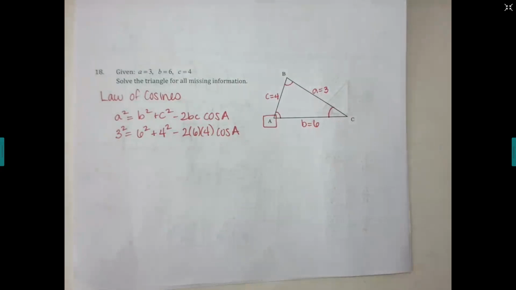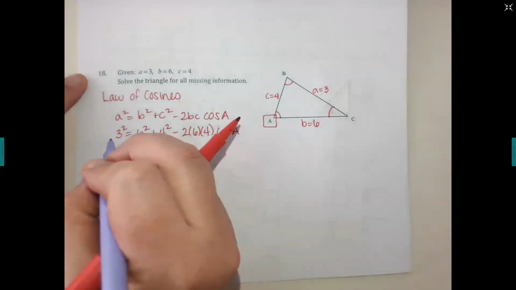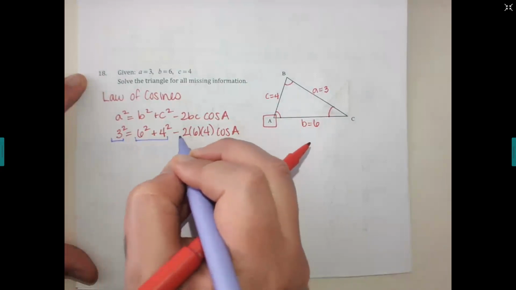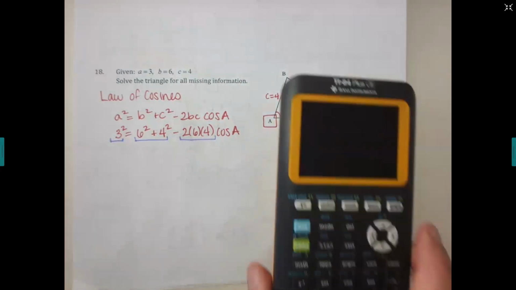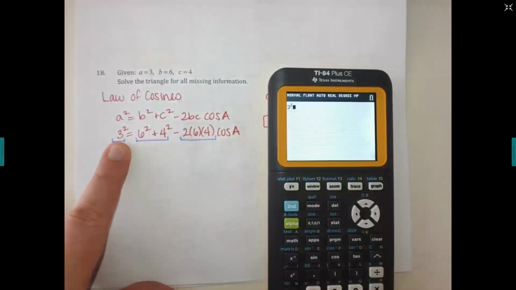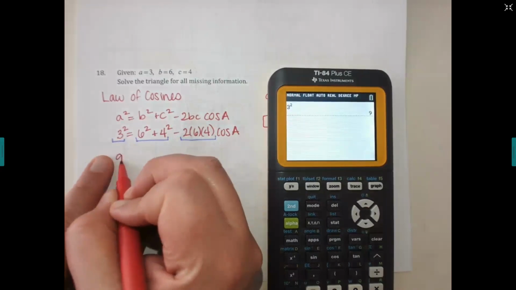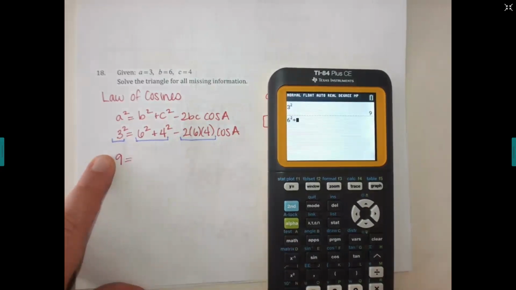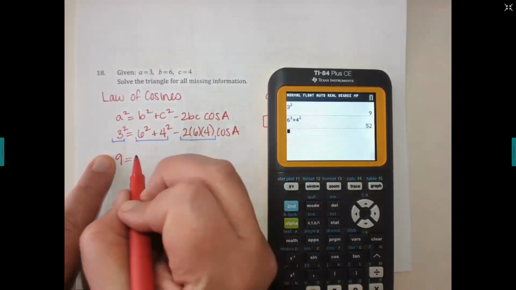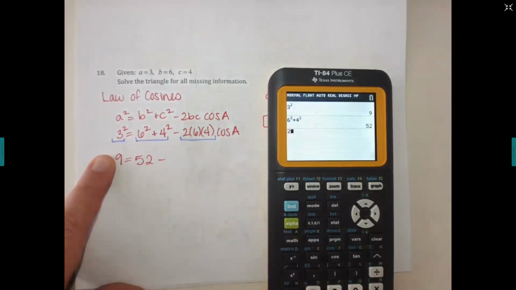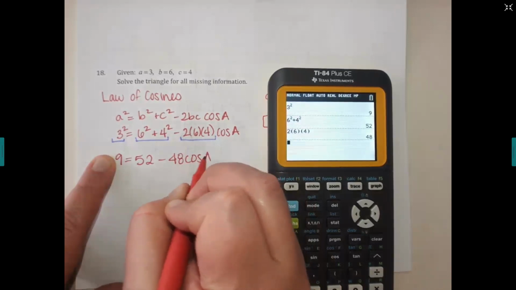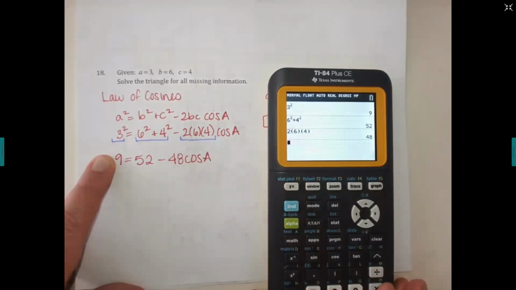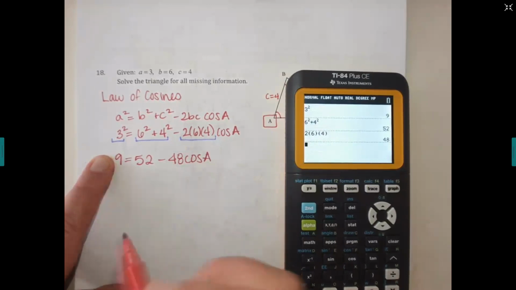Okay, then if you remember in class, I told you it's as easy as 1, 2, 3. We're going to work with our calculator, doing 3 squared by itself. So 3 squared gives me 9. 6 squared plus 4 squared gives me 52. And then 2 times 6 times 4 gives me 48 cosine A.